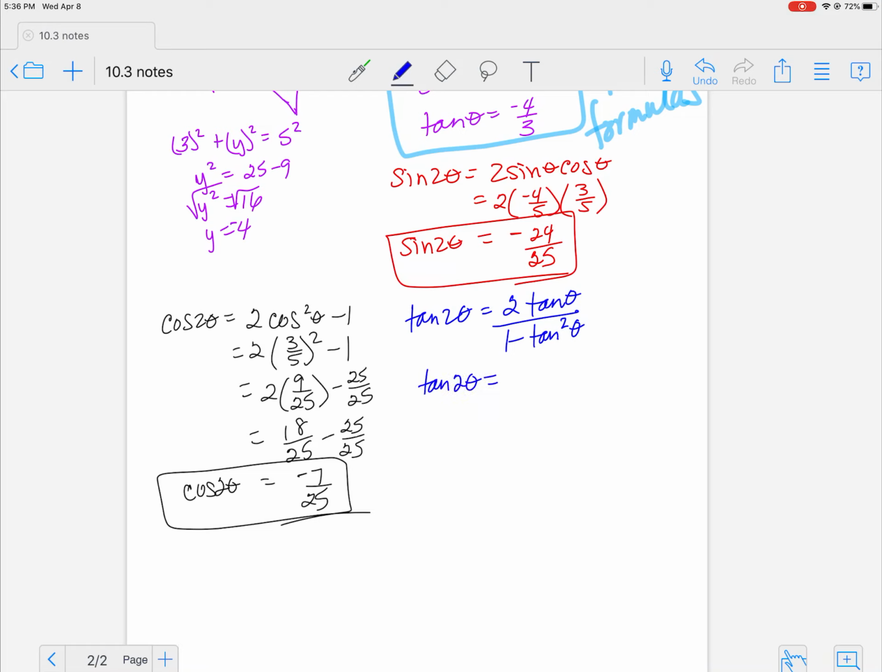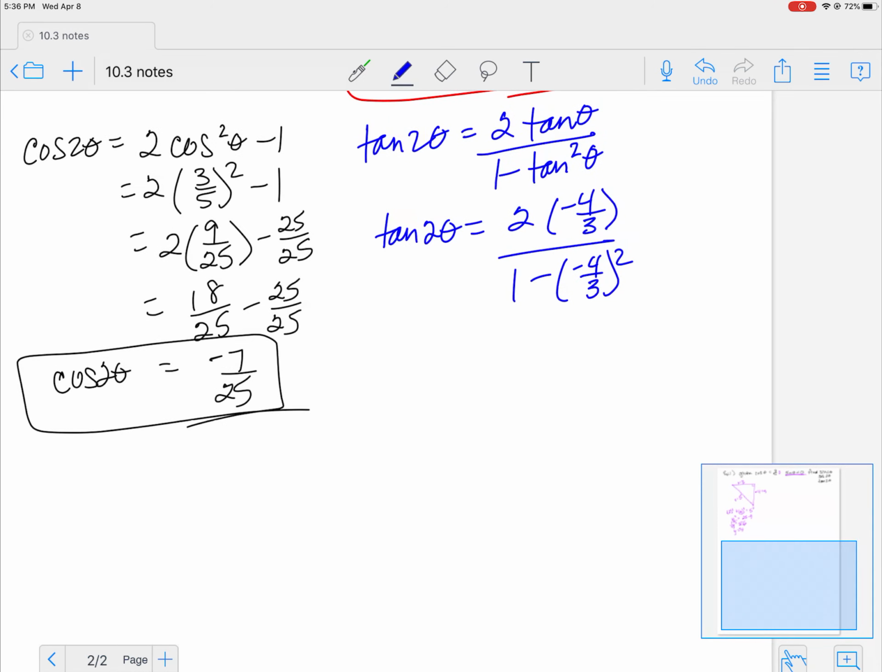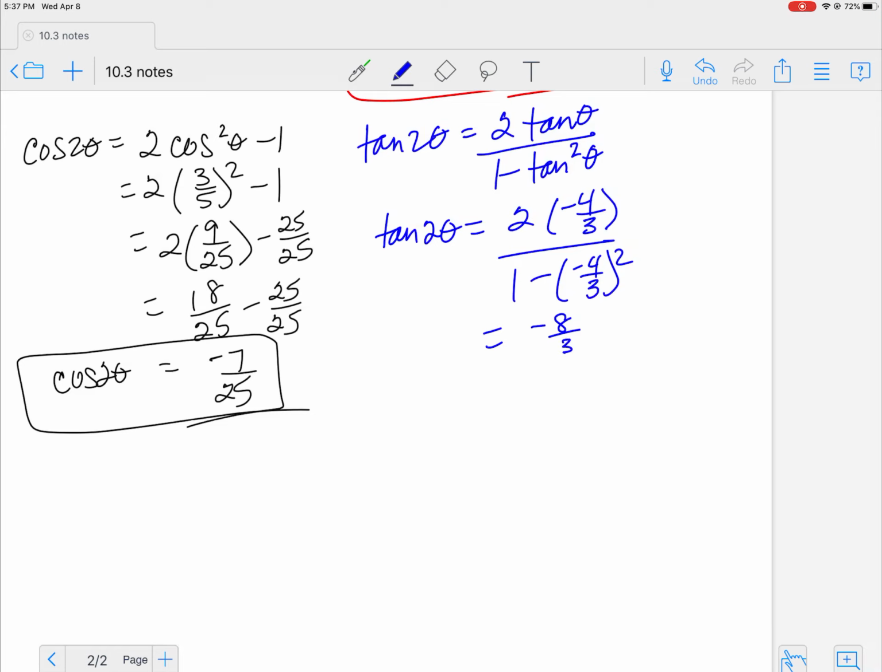Lastly, we have tangent. So our formula for tangent would be 2 tangent theta over 1 minus tangent squared of theta. I'm going to scoot this up just a little bit and just keeping that tangent there. So the tangent 2 theta is equal to 2 times -4/3 over 1 minus a -4/3 squared. So when you square a negative, now I'm going to scoot this up more. When you square a negative, then it's positive, right? So now I end up with -8/3 over 1 minus 16/9.